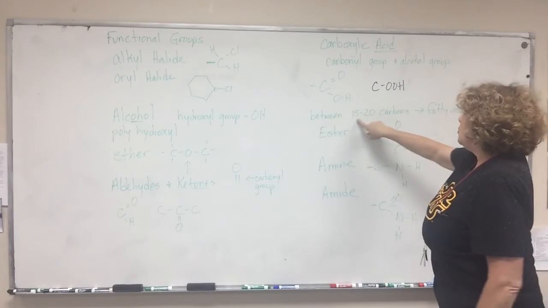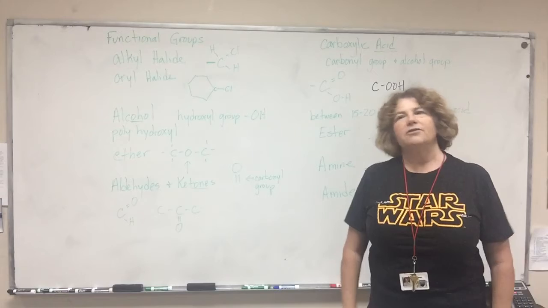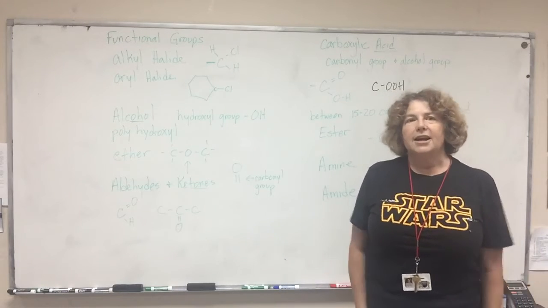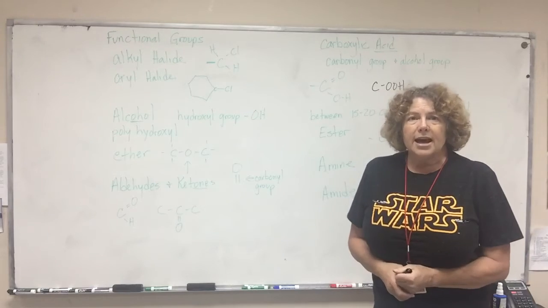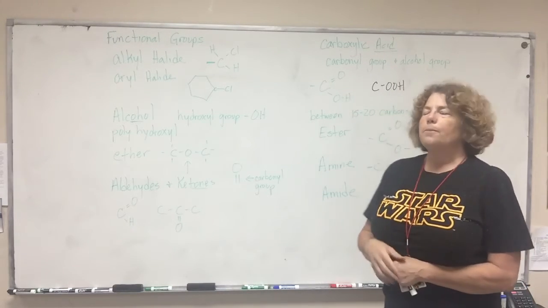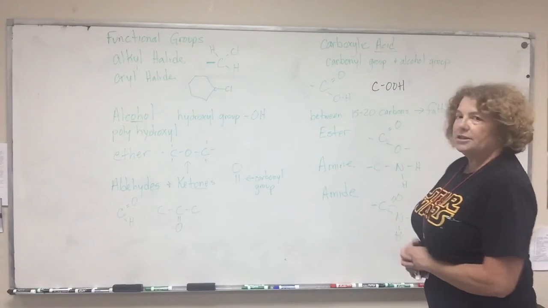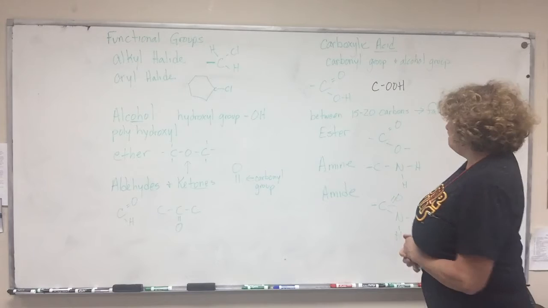If they have between 15 and 20 carbons, then you end up with a fatty acid, which is a fun word to say, fatty acid. 3 fatty acids put together would be triglycerides, okay? A fatty acid salt is soap. So fatty acids are just longer chains of carbons with an acid ending.